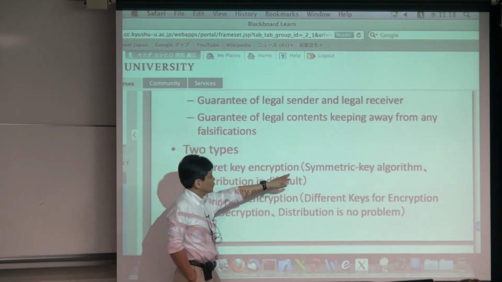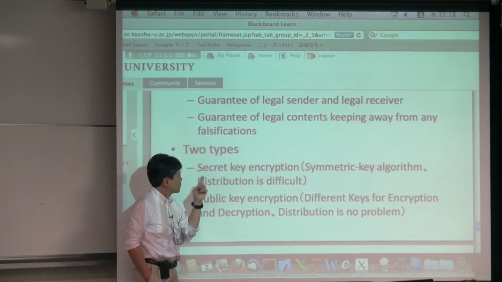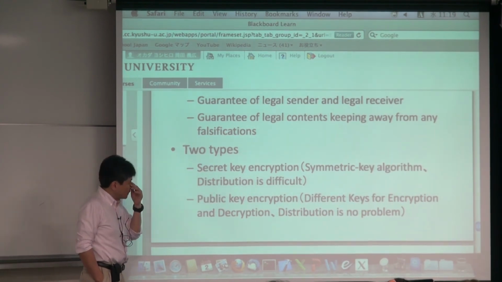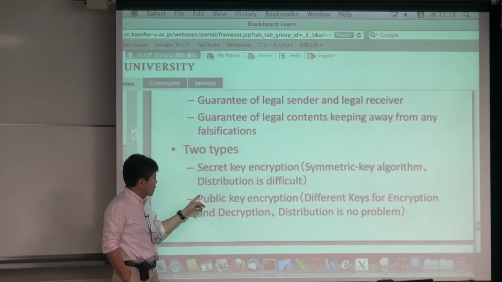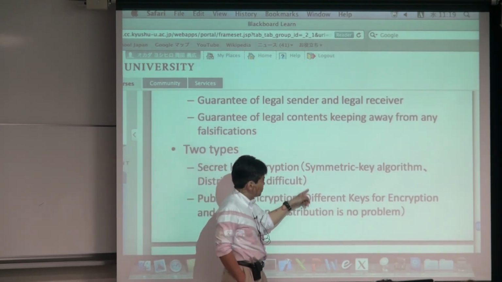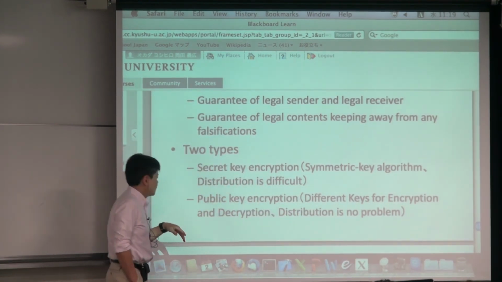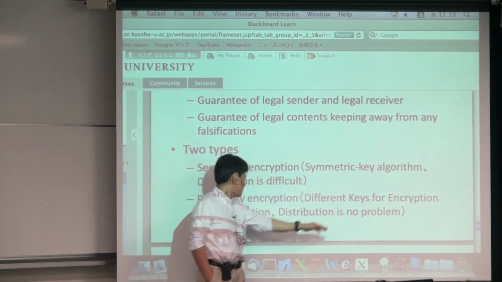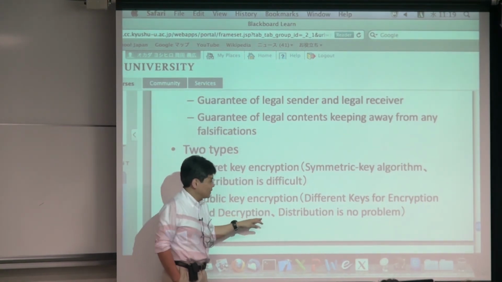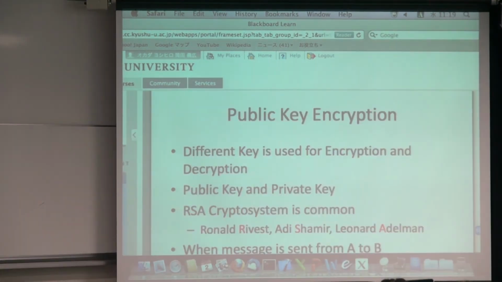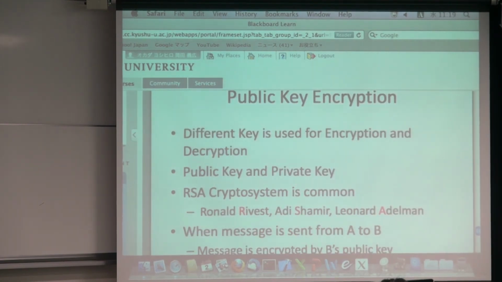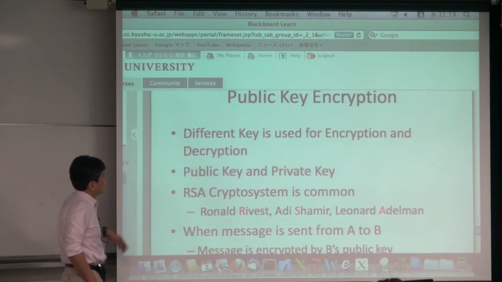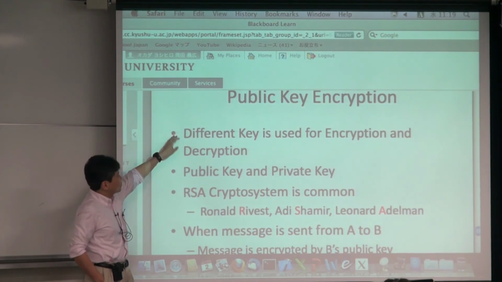So one of the algorithms is the secret key algorithm, as shown here. Secret key encryption has a difficulty with key distribution, and also public key encryption, as shown here, uses a different key for encryption and decryption. Different keys are used for encryption and decryption. Okay, so this question is no problem. Recently, public key encryption is popular and commonly used. As I explained, different keys are used for encryption and decryption.